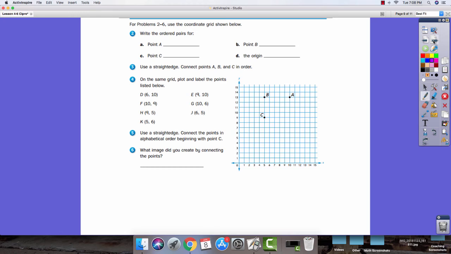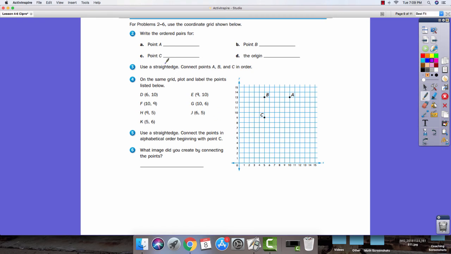All right, now we're done with our notes part, but we're going to do a couple of the problems on journal page 128 together. We're going to specifically do 2 and 3, and then you guys are on your own. I want you to write ordered pairs for point A, point B, point C, and the origin.